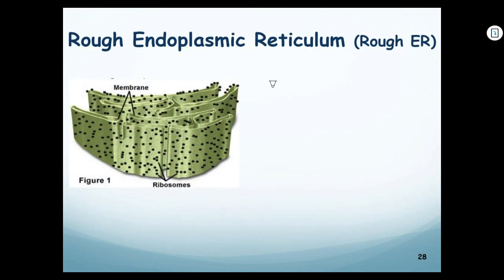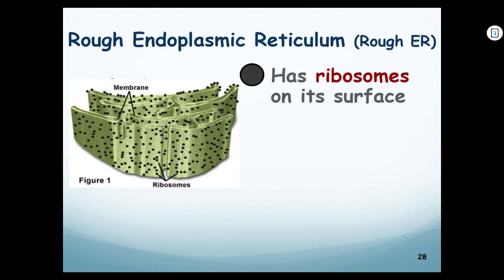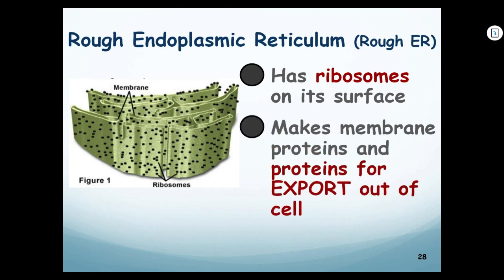This is a rough ER. And the reason why it is rough is because it has all of these little ribosomes kind of studded in there, right? So these ribosomes create proteins, and these proteins, remember, are coded by DNA. You can think of these ribosomes as factories that create proteins, right? And they're all just embedded along this membrane. And that's what makes a rough ER rough. And so it has those ribosomes on its surface, making it rough, and it makes membrane proteins and proteins for export out of the cell. So whenever you think of ribosomes, think of proteins because ribosomes are like factories for proteins. They're always being made, and that's what makes a rough ER rough, those ribosomes.